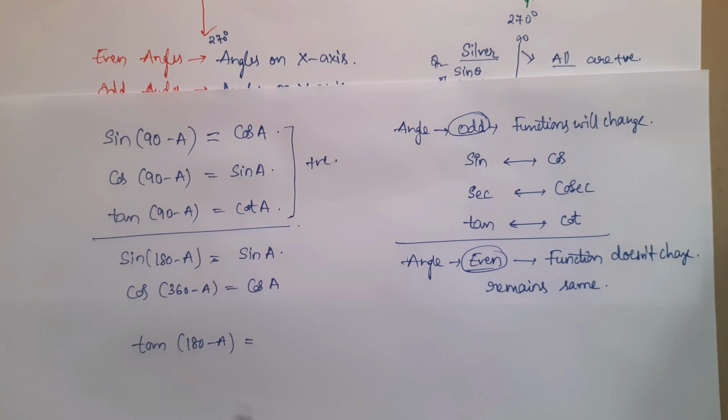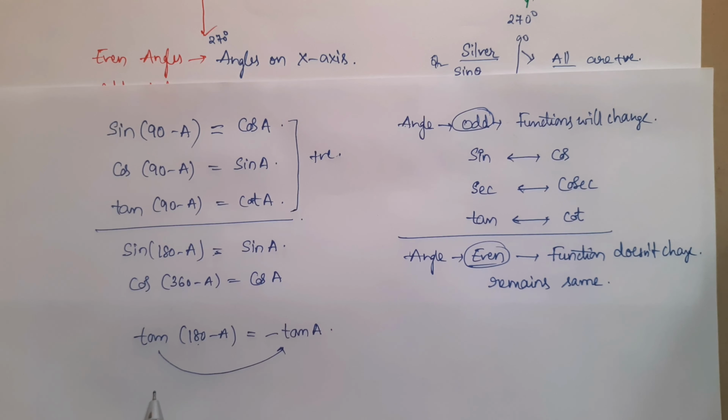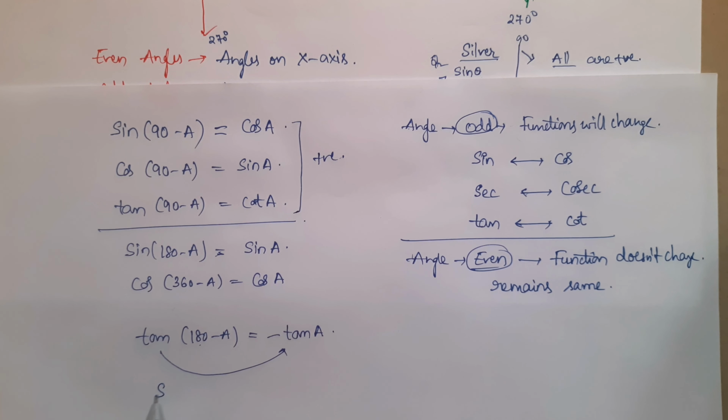So when tan is negative, tan of 180 minus a, I will write it as minus tan a. Why? Because with an even angle the function does not change, it stays the same function, but the sign becomes negative.